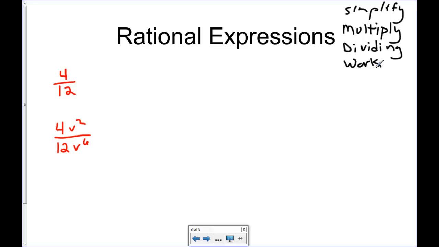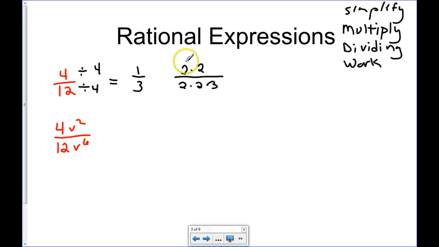So today, let's first of all look at the number 4 over 12. How would I normally reduce this? Divide by 4, right? Yep, so I'm going to divide both the top and the bottom by 4. So when I do that, I have 1 over 3. Another way to think of this is if I were to put these all into their prime factors, I could write this as 2 times 2 over 2 times 2 times 3.